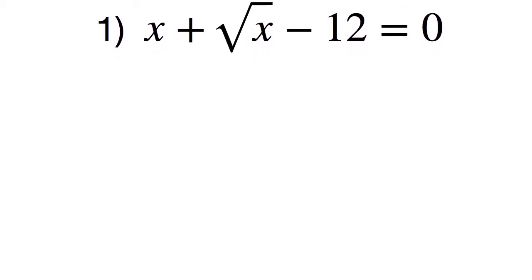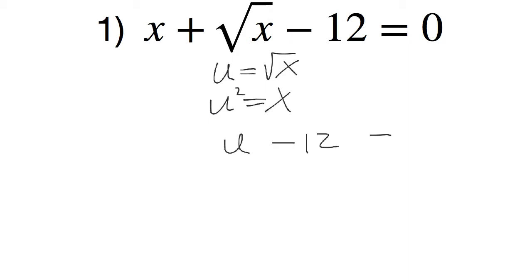Here we got x plus square root of x minus 12 equals 0. I'm going to make a u substitution. I'm going to let u equal square root of x. And as a strategy, it's also a good idea to figure out what u squared is equal to, because in this case, u squared is equal to x, because you're squaring both sides. When I make that u substitution, you can see that if I rewrite the original equation, it turns into u squared plus u minus 12 equals 0, which is something that you can factor.